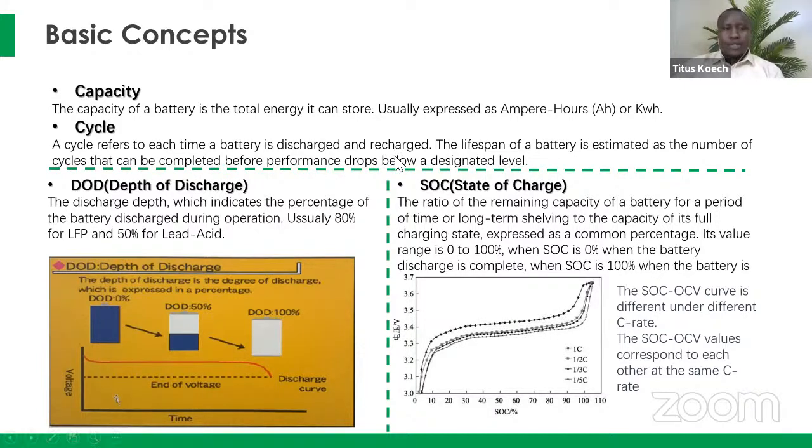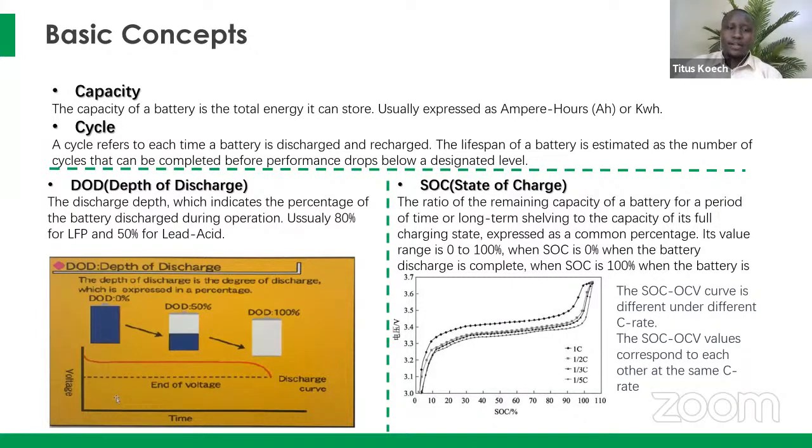And the other thing is the cycle. Of course, we've had so many discussions about what a cycle is. But maybe for lithium-ion, as mentioned, we can have up to 6,000 cycles. For lead acid, up to 2,000 cycles. But what do we mean by a cycle?